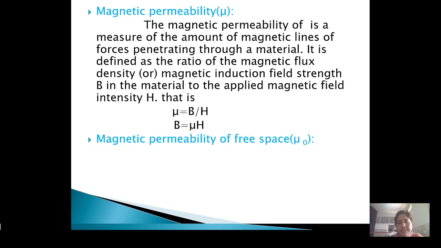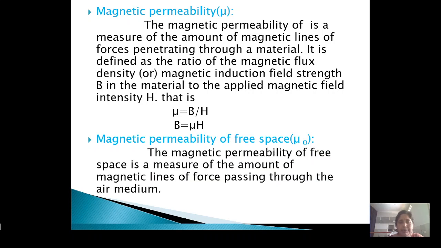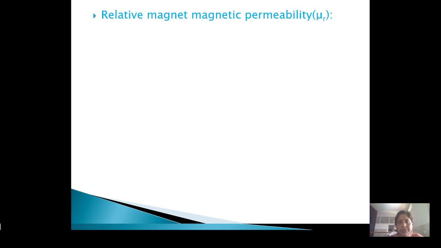Magnetic permeability of free space. The magnetic permeability of free space is a measure of the amount of magnetic lines of forces passing through the air medium. Mu naught is equal to B naught by H.